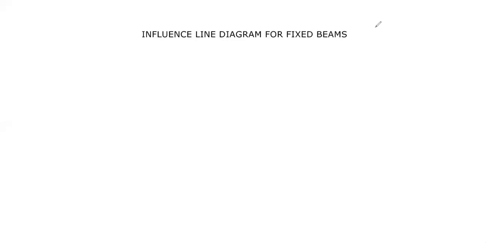Welcome all. In this session, we are going to discuss the influence line diagram for fixed beams. So far, in the previous session, we have discussed the influence line diagram for statically determinate structures. We discussed it for overhanging beams and for simply supported beams. Now we are going to discuss the statically indeterminate beam, that is, the fixed beam.